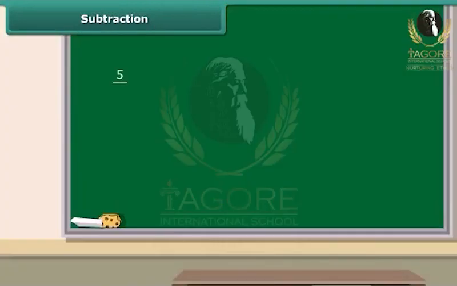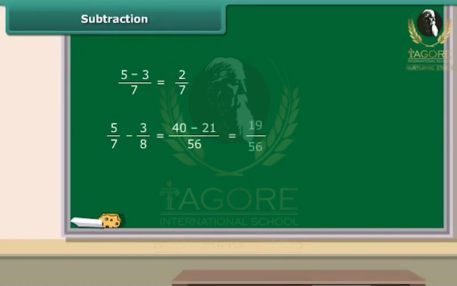Like addition, when the denominators are the same, we just subtract the numerators and keep the denominator the same. And if the denominators are not the same, we find the LCM of the denominators. Then we find the equivalent rational numbers of the given rational numbers with this LCM as the denominator. Then subtract the two rational numbers.